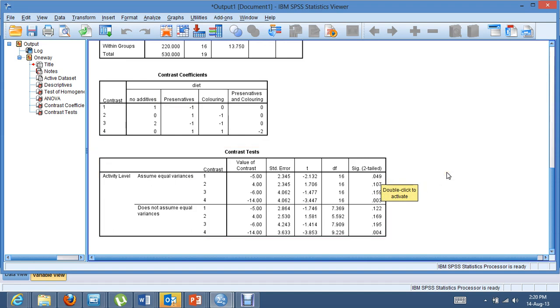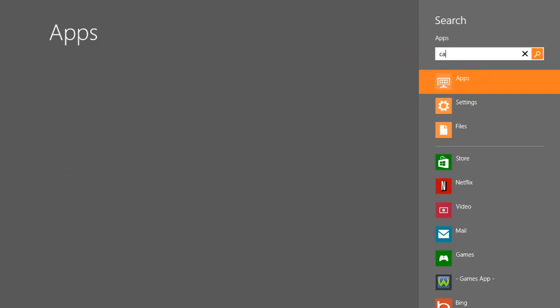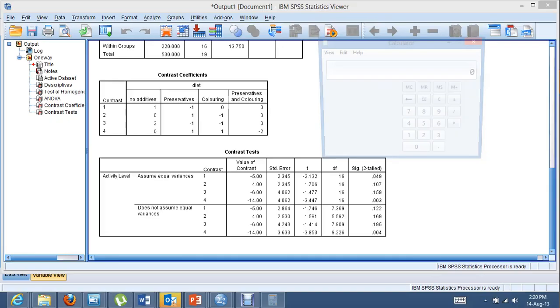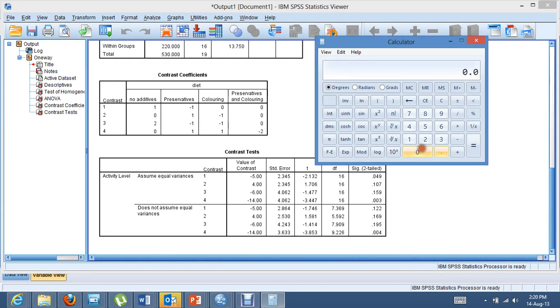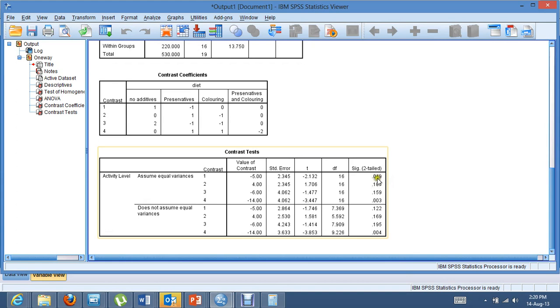We need to make an adjustment of the p-value by dividing alpha by k. I'll just get my calculator out. We need to do 0.05 divided by 4 to keep an experiment-wise p-value of 0.05. So we've got 0.0125. So this did not differ significantly.